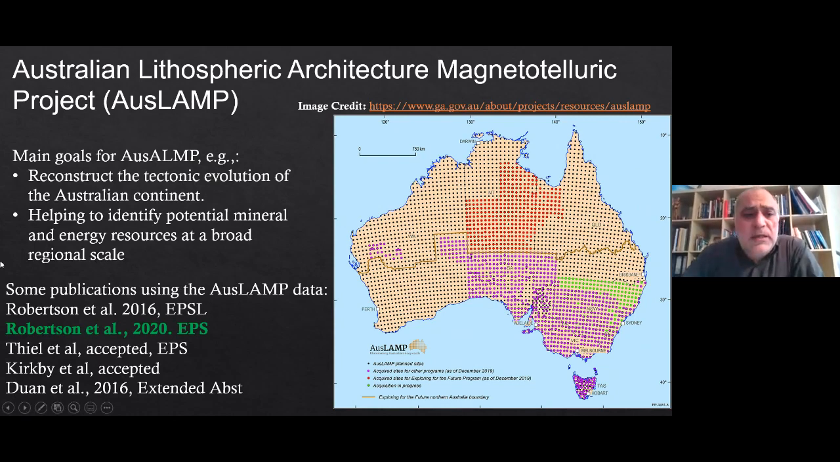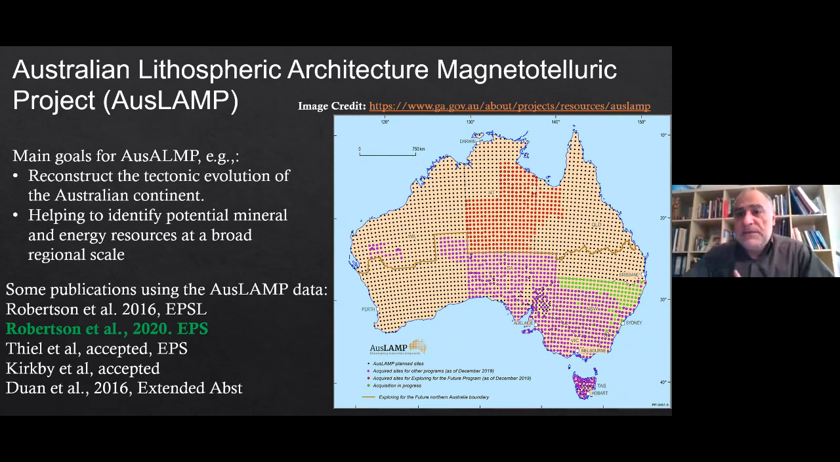If you look at the publications, I personally recommend the most recent one, Robertson et al., Kate Robertson et al., published early this year. And the nice thing is, besides discussing the electrical conductivity structure in Australia, she also discussed how to go with the data in 3D. It is a very interesting publication. I recommend you see it.